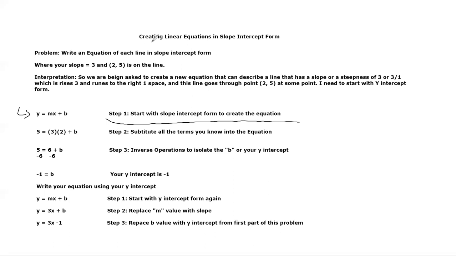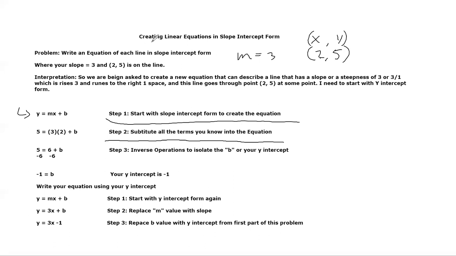The next step, right? Step 2, substitute all the terms that you know into the equation. Now, they told us a lot. They told us that our slope, our m, is equal to 3, and they also gave us a coordinate point 2, comma 5. Now, we know that the 2 is going to be an x, and the 5 is going to be a y because that is a coordinate point, essentially. So we know what our x is, we know what our y is, we know what our m is, we don't know what our b is. Remember, our b represents the y-intercept, and that's what we're looking for.